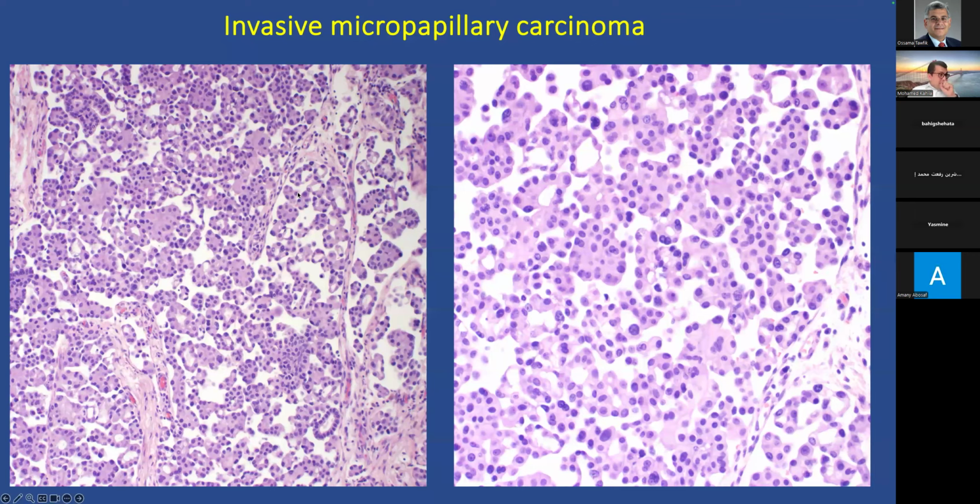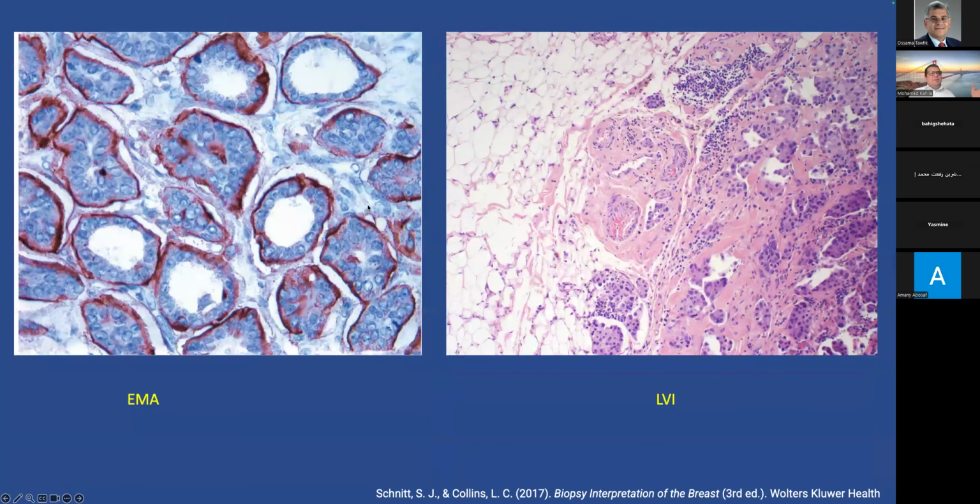Because if you do EMA, epithelial membrane antigen, it's not going to highlight the lumens inside this gland. It will be stained outside. And that is the EMA. And see, if it's a normal lumen or duct, you expect to see the EMA here, but the EMA is here. We call it inside out, the reverse polarity. The invasive micropapillary carcinoma, because it's an aggressive type, is associated with lymphovascular invasion.